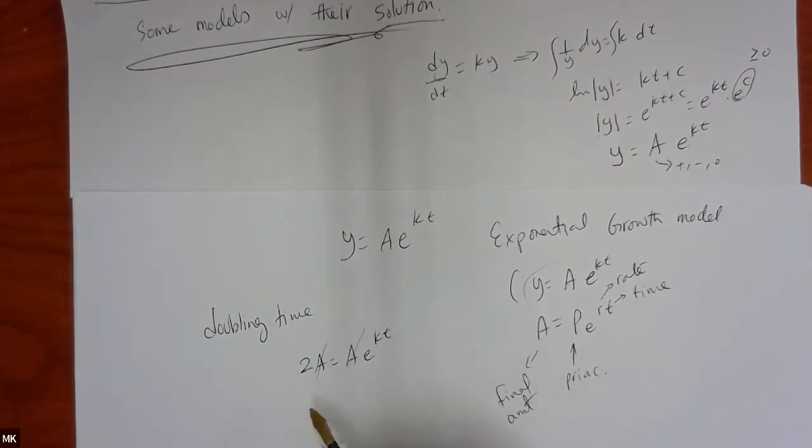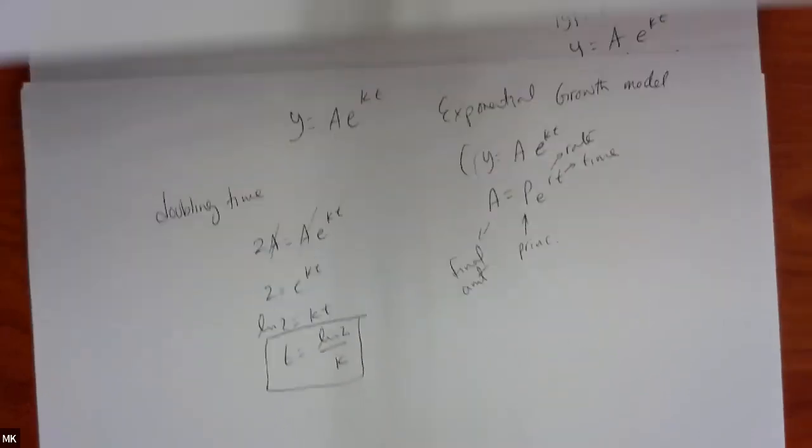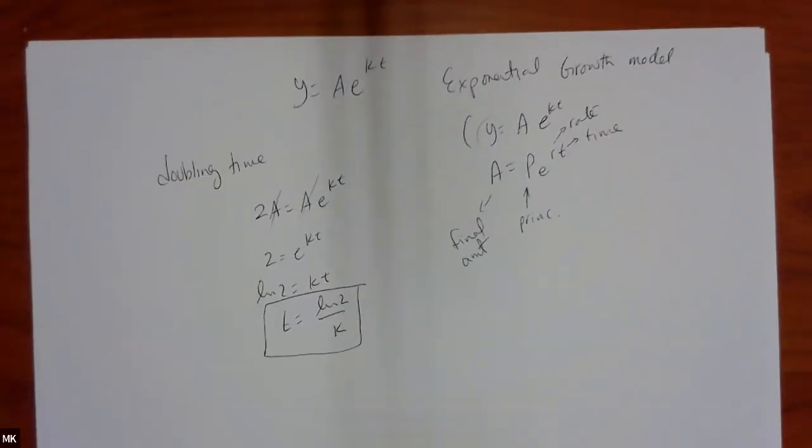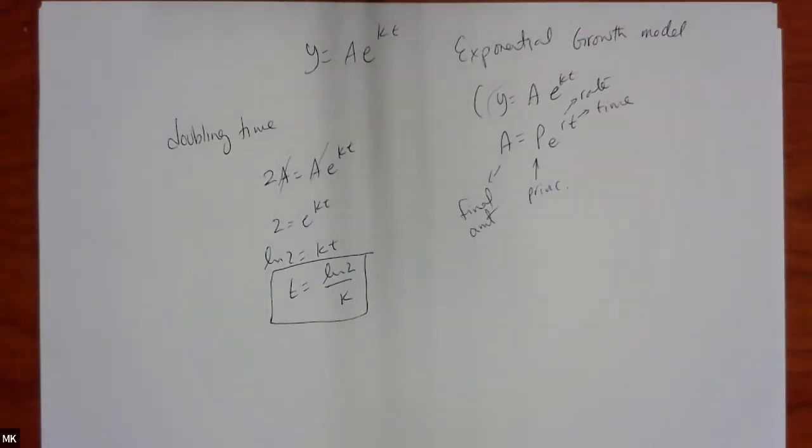So A is canceled out from both sides. 2 is equal to e to the kt. Natural log of 2 is equal to kt, or t, the doubling time, is natural log of 2 divided by k. Okay. So that's something about exponential growth to know.